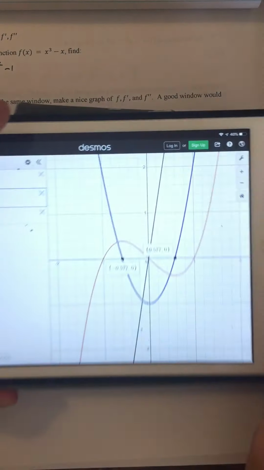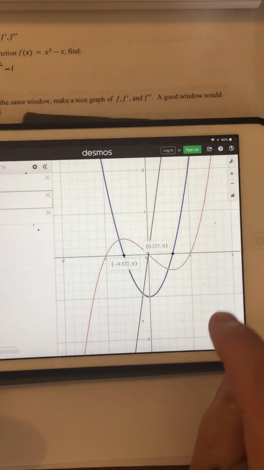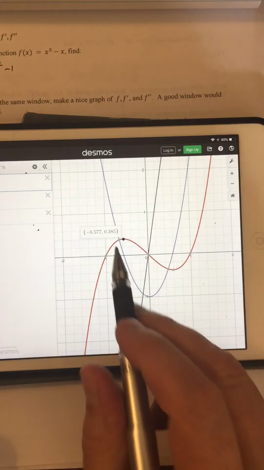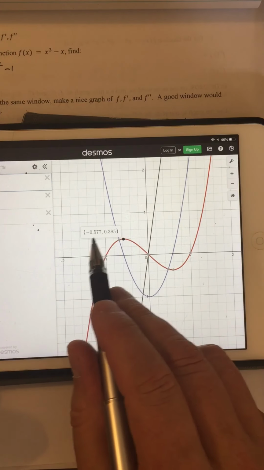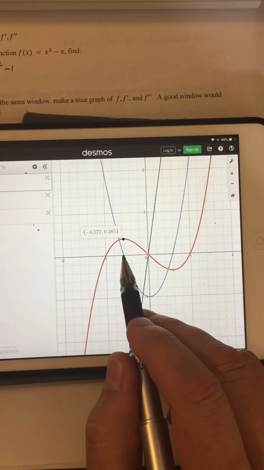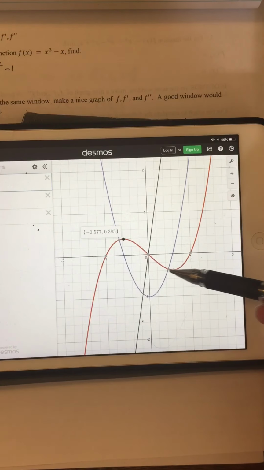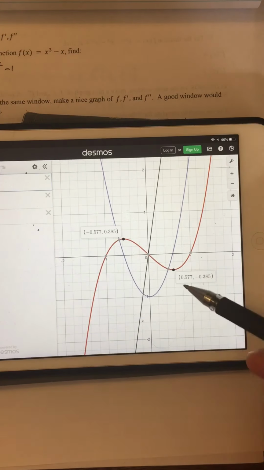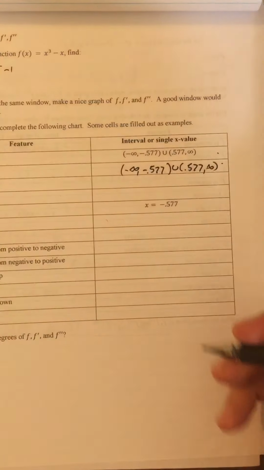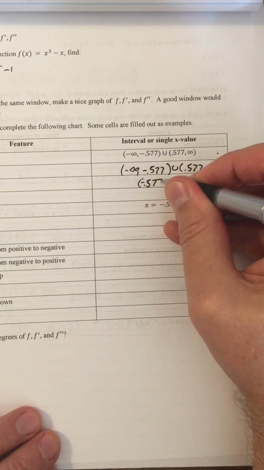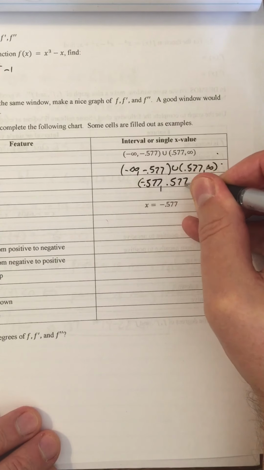All right, how about where f is decreasing? So f, remember, is the red graph. So where's f decreasing? Remember we're doing only x coordinates here. f is decreasing from x equals -0.577, and then here's f decreasing down to positive 0.577. All right, so f is decreasing on the interval -0.577 to positive 0.577.